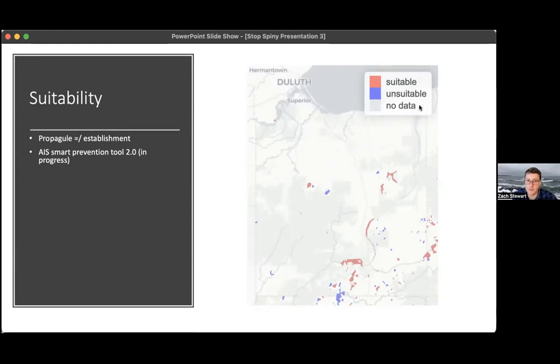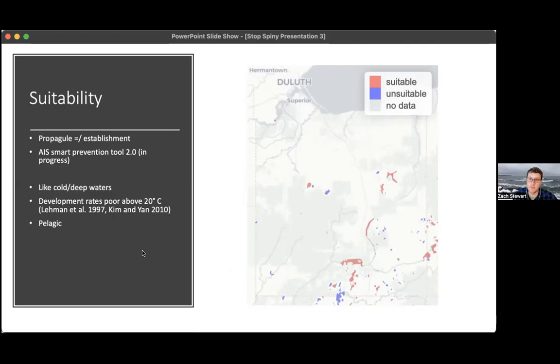And what this does is it takes some existing environmental data about numerous lakes and streams across the state, and it plugs them into a simple model, and it spits out this salmon color for suitable or purple color for unsuitable. Now, spiny water fleas like cold, deep waters, and they live out in the middle of the water column. They're pelagic, so they're not necessarily making their home in the warm, sunny shallows.